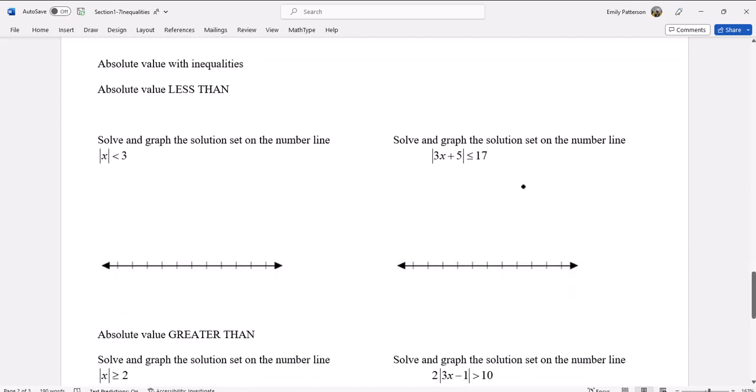What if we have absolute values with inequalities? Absolute values that have less than are our and situations. Again, another sign of intersection. So what we actually have here is saying that x is less than 3 and x is greater than -3. Remember that any value inside the absolute value brackets can be represented by the positive or the negative to get to the absolute value of 3. So x is less than 3 and x is greater than -3.